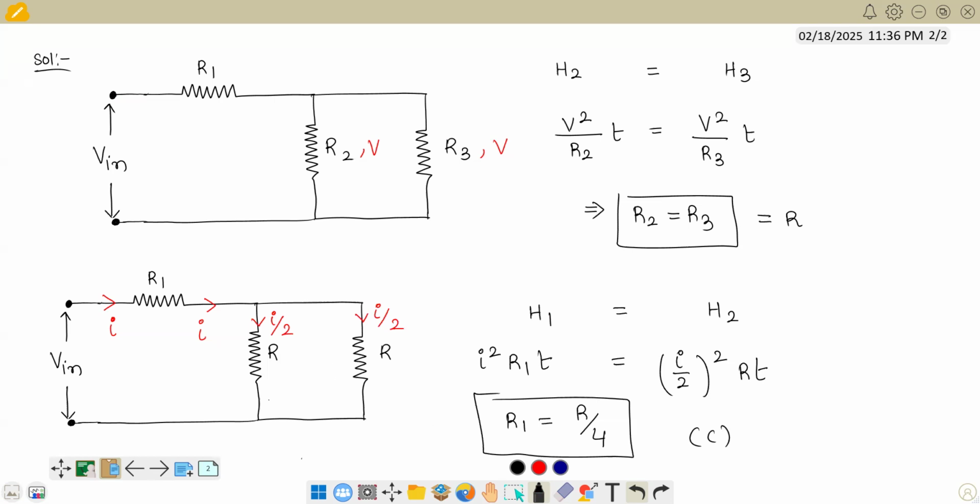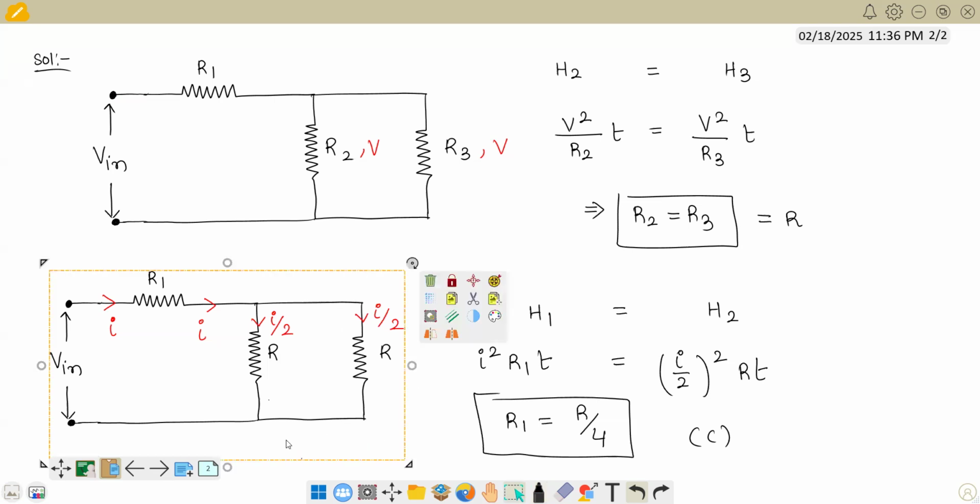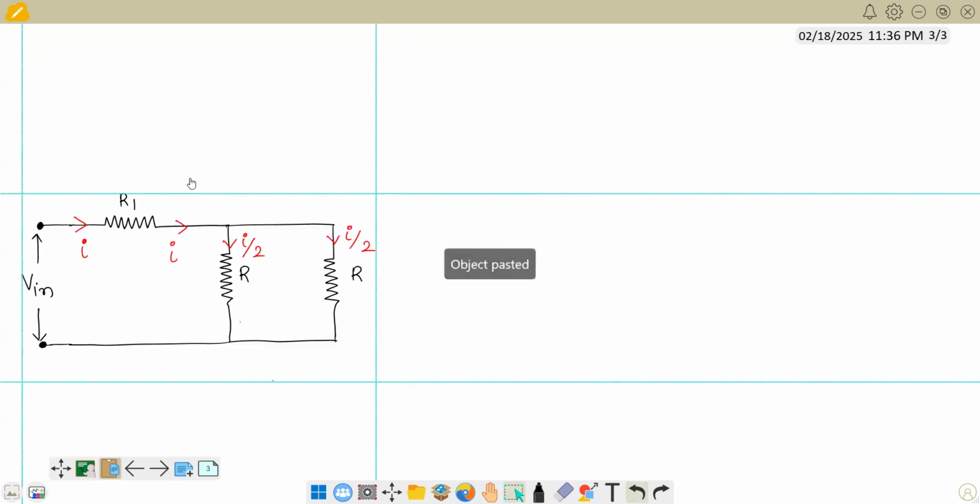But is this the only way to solve this? If somebody says, I don't want to use current, I like only voltage and I want to solve this problem only with voltage, let us try one more way to determine R1 is R by 4, but this is quite lengthy.